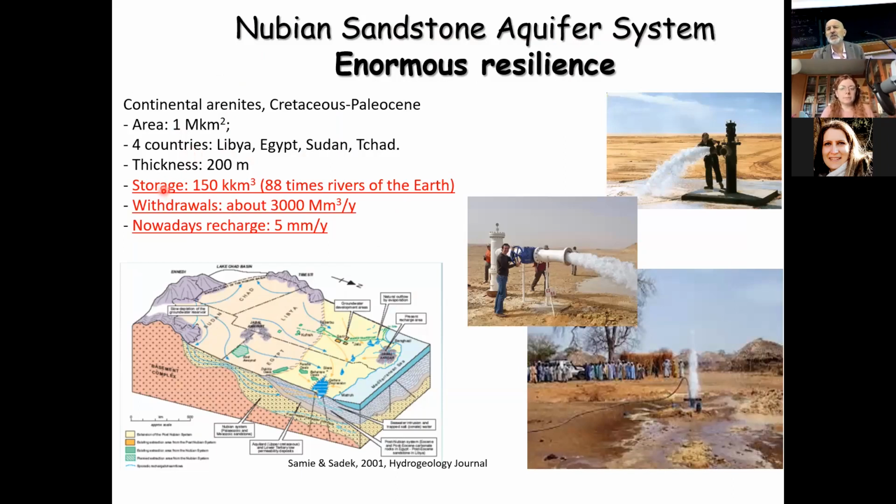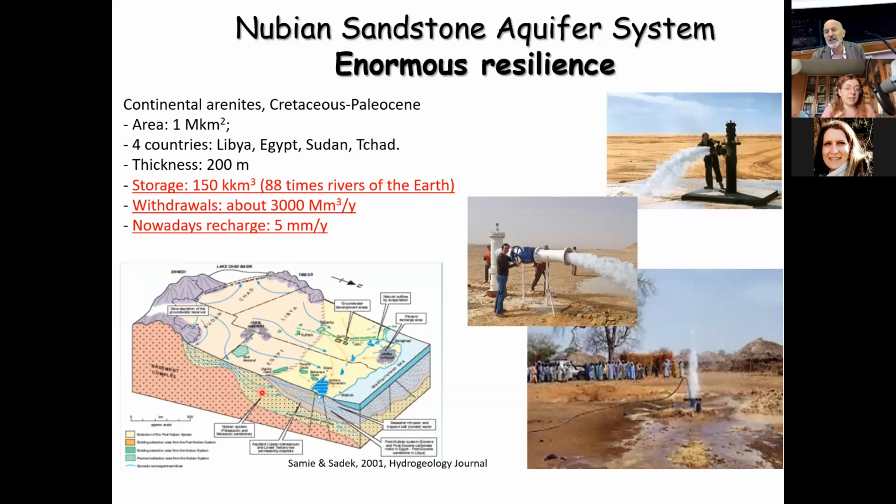And consider the numbers. The storage is incredible. The storage of the water is 150 thousand cubic kilometers of water. And the nowadays recharge is very low, 5 millimeters per year. Why? Because this aquifer is located in a completely arid climate, the Sahara Desert, nowadays.